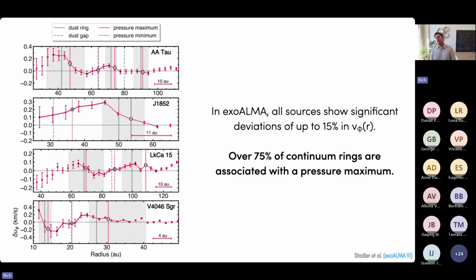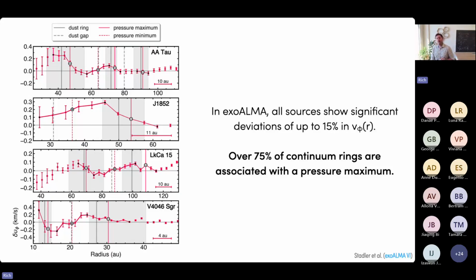And Jochen was able to correlate the variations and identify the ones that are consistent with pressure maxima and show that over 75% of the continuum rings that we could resolve in our data are associated with pressure maxima. I'd say that this number is probably going to be 100% when you improve the angular resolution, because you really need to push into the inner disk. But this work is really showing, I'd say rather definitively, that all the rings we're seeing are due to pressure maxima, and that is what is concentrating these grains into the structures that we see.